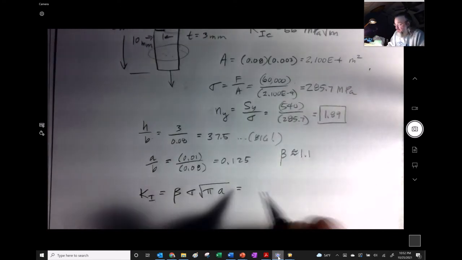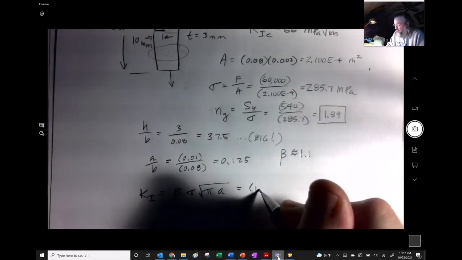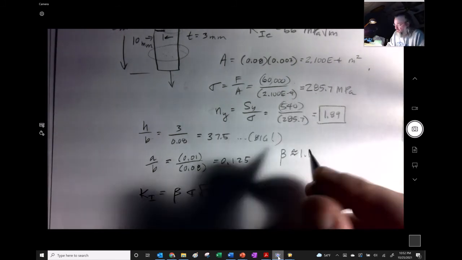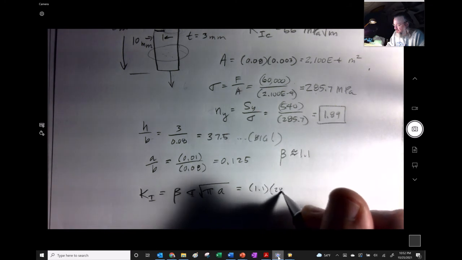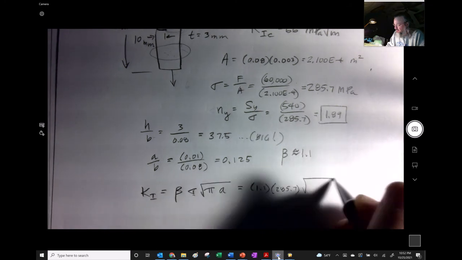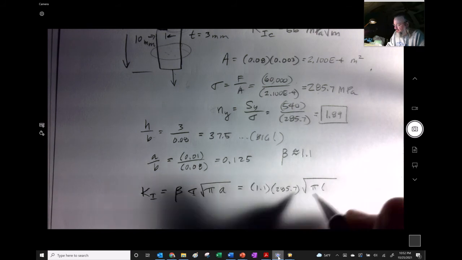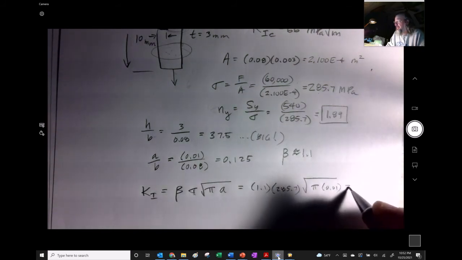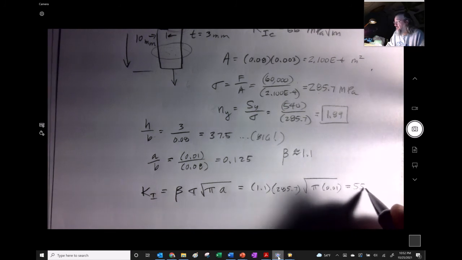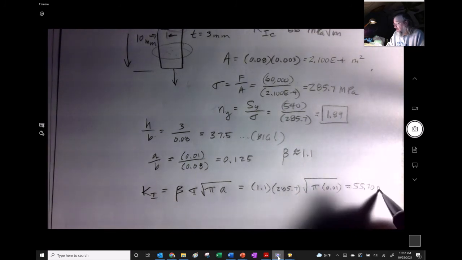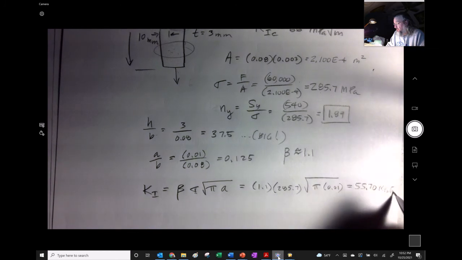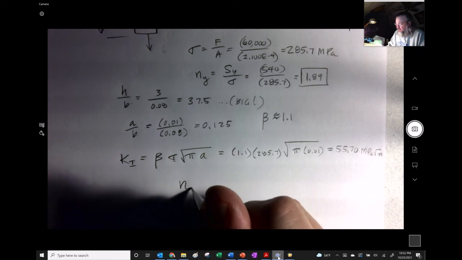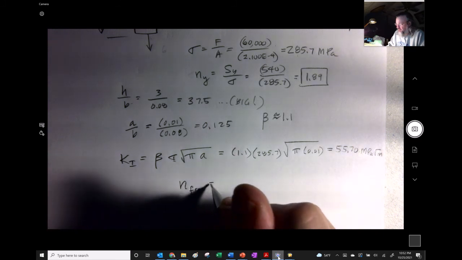So the stress intensity that we would have here is going to be that 1.1 times the sigma that I got up here, right? That's just the sigma far away, 285.7, square root of pi, and then I'm going to take my crack length of 0.01, 10 millimeters. And what I get from that is 55.7 megapascal square root meter.